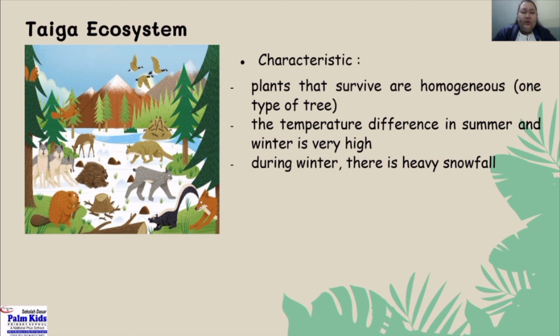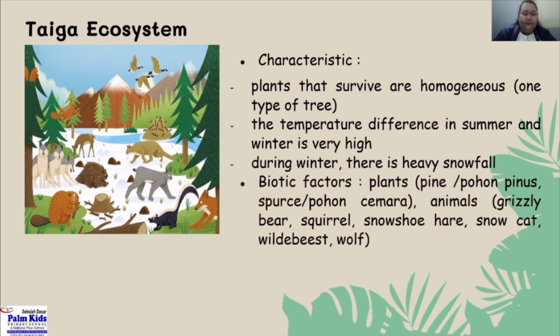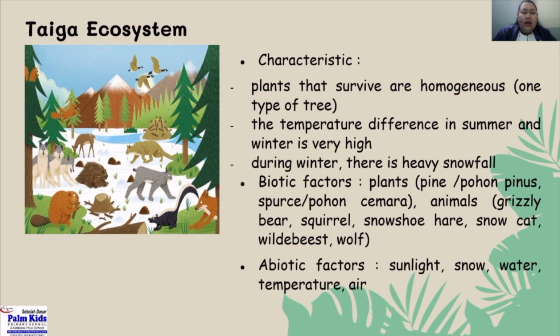The temperature difference in summer and winter is very high. During winter, there is heavy snowfall. Okay, biotic factors like plants, like I said, are homogeneous, like only pine tree or spruce tree, and the animals are grizzly bear, squirrel, snowshoe hare, snowcat, wildebeest, wolf, and others. And then the abiotic factors are sunlight, snow, water, temperature, air, rocks, and others.